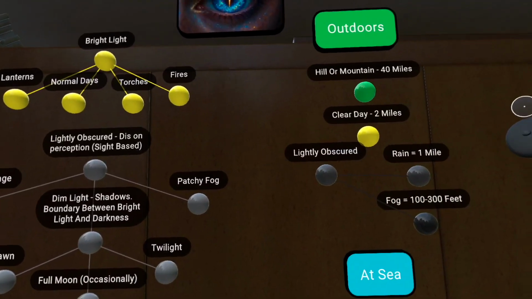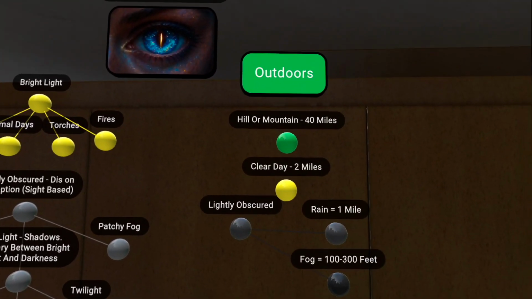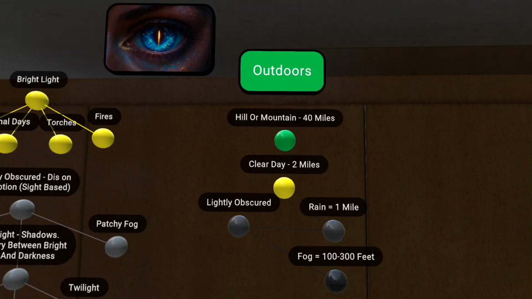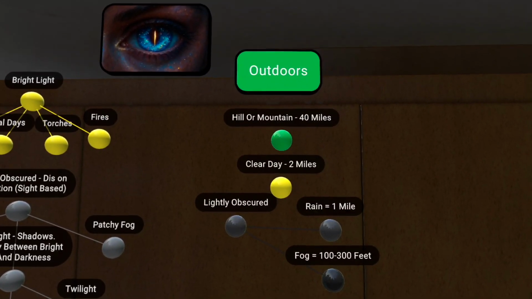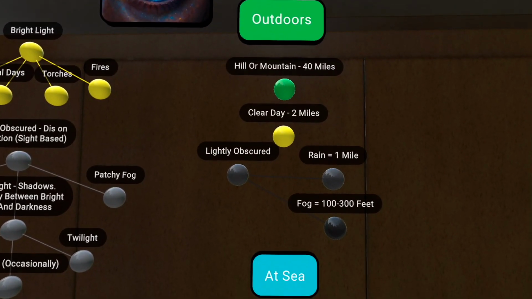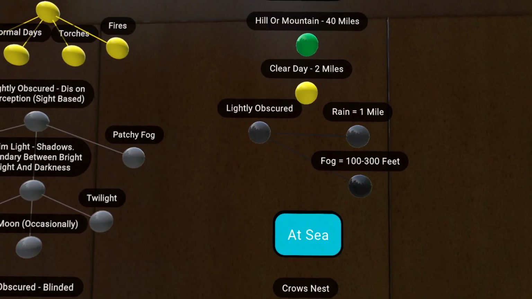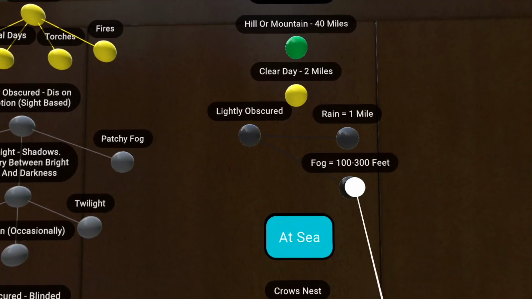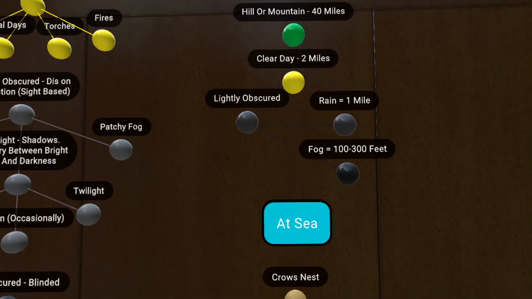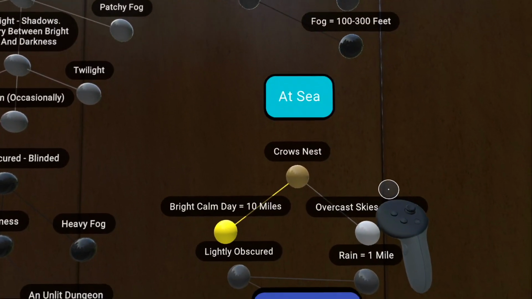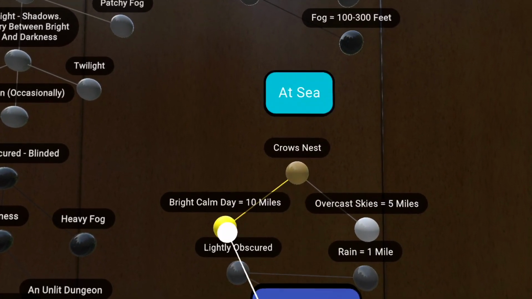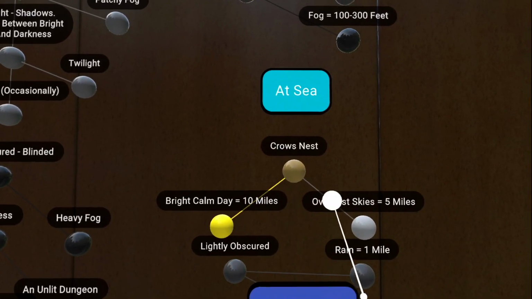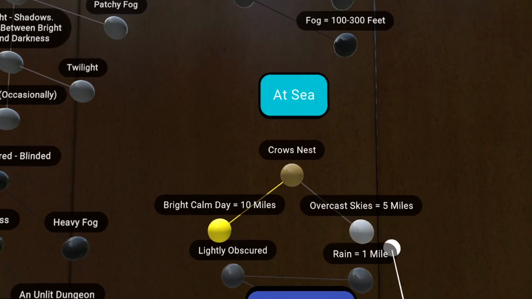So what else have we got? Outdoors, in terms of vision, on a hill or a mountain, you can see 40 miles on a clear day, 2 miles lightly obscured in rain, 1 mile in fog, 100 to 300 feet. At sea, if you're in a crow's nest, on a bright, calm day, you can see 10 miles. Overcast skies, 5 miles.